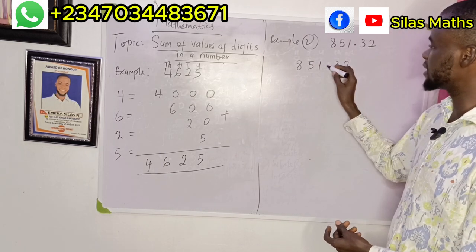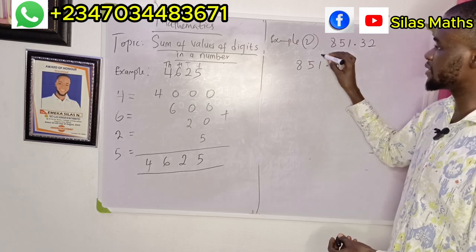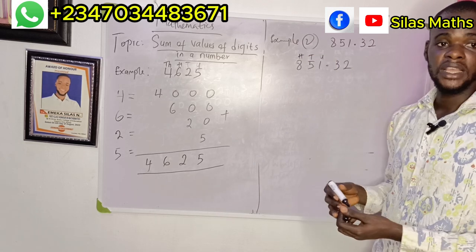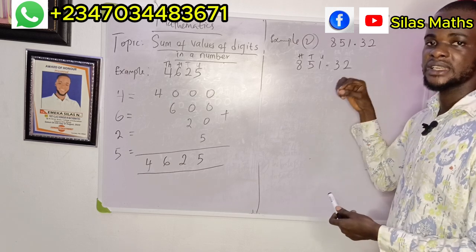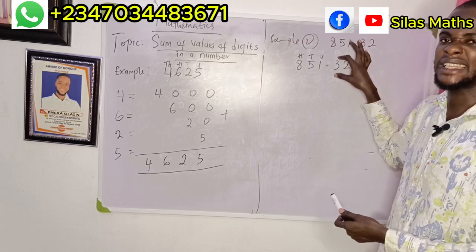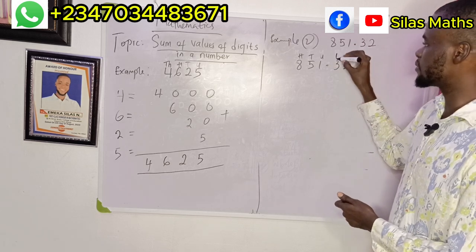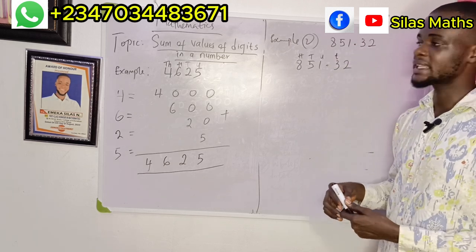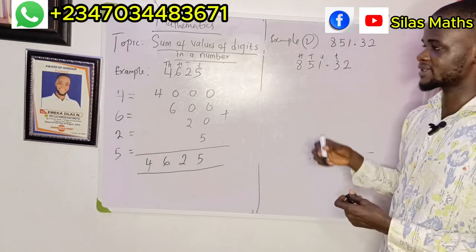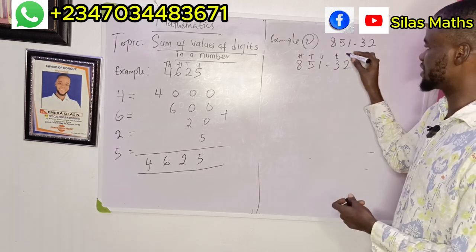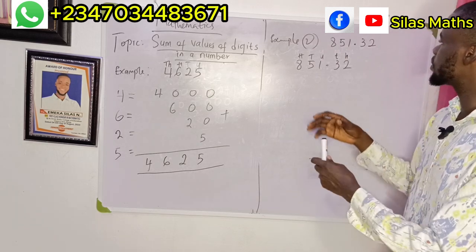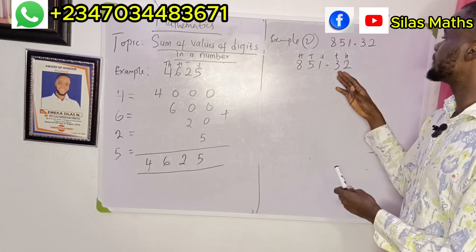For this one, immediately before the decimal point is our unit. This is our tens, and this is our 100. And remember, we said immediately after the decimal point, the digit there is tenth, and for tenth we use small letter t to represent that. Then the next one is hundredth, and we use small letter h to represent that.